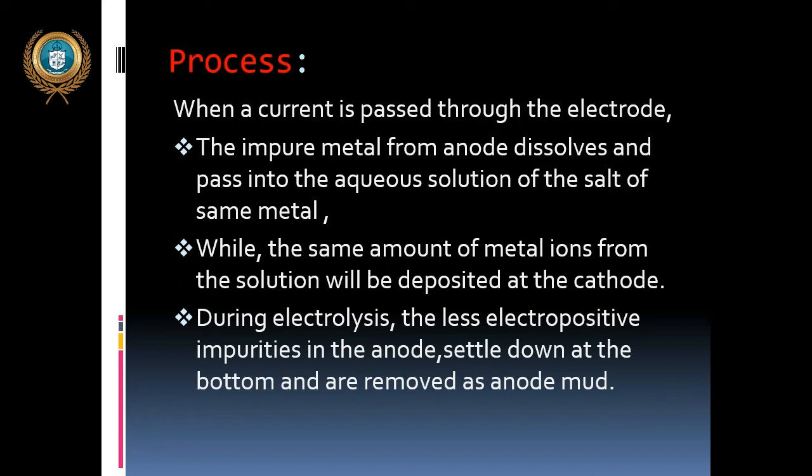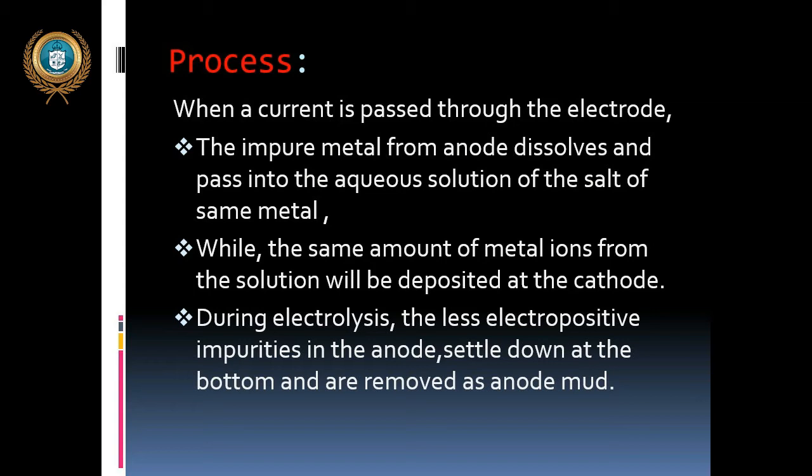So look at the picture here. Let's understand this process by the electrolytic refining of silver. Suppose we are refining silver metal. Here the cathode is taken as a pure silver rod, which will be a thin strip of silver. Then the anode is an impure silver rod. And here the electrolyte is an acidified aqueous solution of silver nitrate.